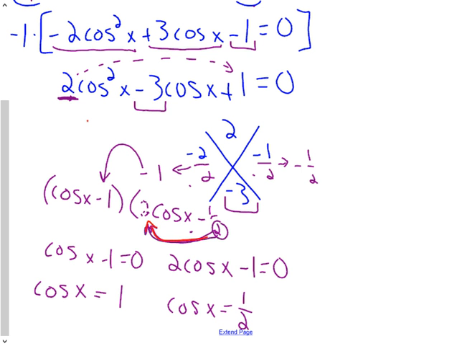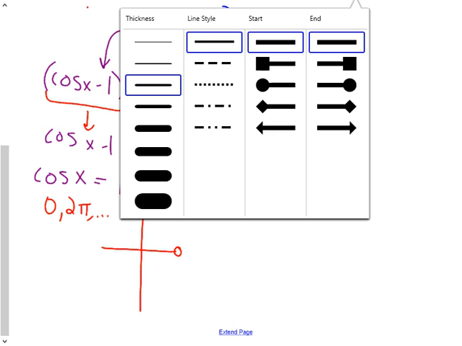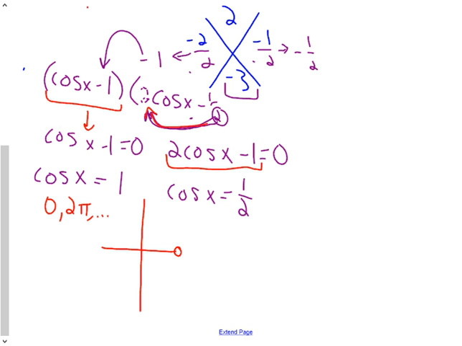And then we get each piece equal to 0. So cosine of x minus 1 is 0, and 2 cosine of x minus 1 equals 0. To get us cosine of x equals 1, cosine of x equals half. Now this one, drawing it, cosine is 1 again, so that's 0, 2 pi, dot, dot, dot. On the right side here, we've got cosine of x is positive half, which is pi thirds. And all students take calc, so down here, cosine 5 pi thirds.